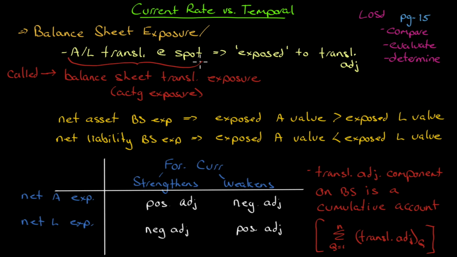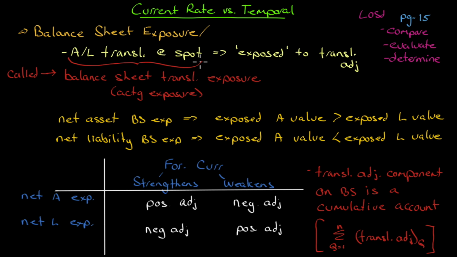But any account that from quarter to quarter on the balance sheet and income statement that we translate at a current rate is what we call exposed to translation adjustment. So if you look at all of the assets and liabilities that are exposed, you may have a situation where the amount of the assets that are exposed are greater than the amount of liabilities that are exposed, or it could be the other way around.